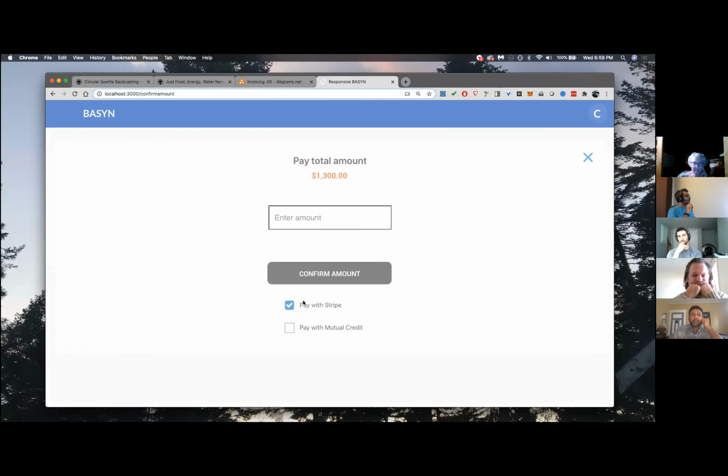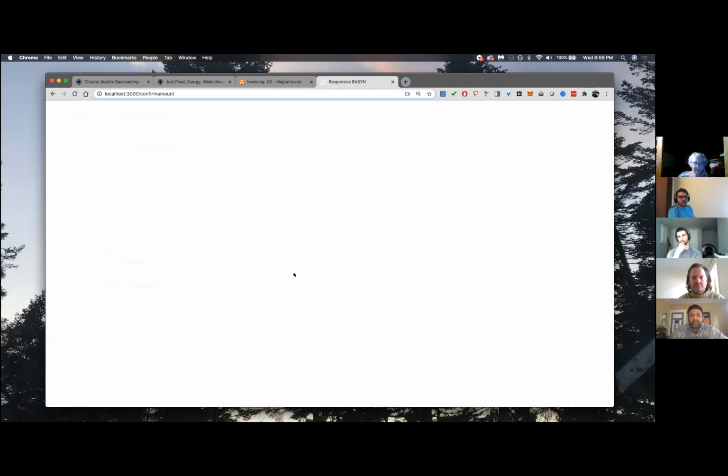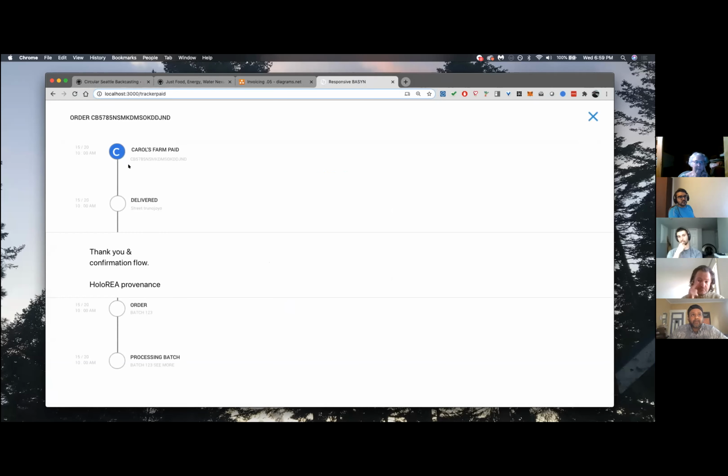So I can pay a bill, I can enter a number, and this is for POSPI to be able to plug in data. We do have the idea of paying with Stripe. That started maybe mutual credit, who knows? I just put it on here to have the discussion. But this is what we're going to try to do, I believe. So you can confirm the amount, and then you can see it went from delivered to Carol paid, and then this would be some kind of thank you and some kind of confirmation.